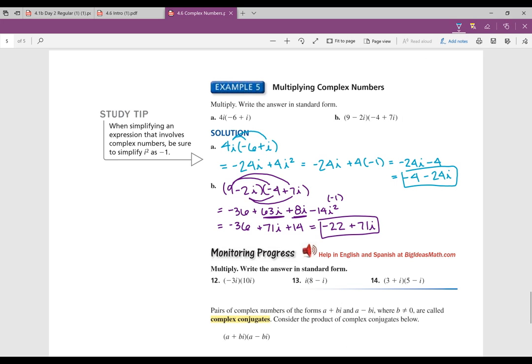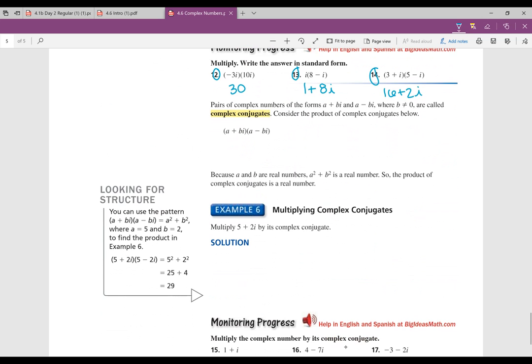Now pause your video and try these monitoring progress questions. And when you press play, I will go over the answers. Okay, so for 12, you should have got 30. For 13, you should have got 1 plus 8i. And for 14, 16 plus 2i.